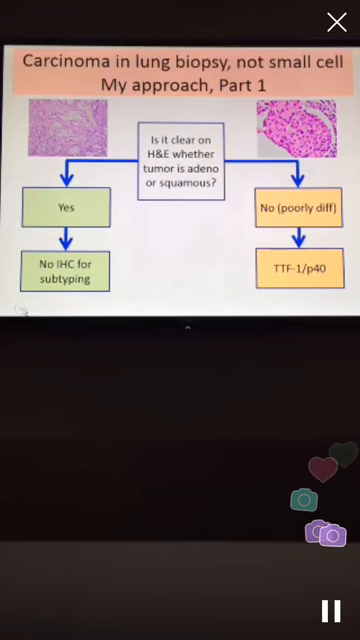So here's my approach. My first question is, is it clear on H&E whether the tumor is adeno or squamous? And if it's clear, that's on the left side. If it's clear, I don't do any immunohistochemistry for subtyping. Do you understand that, guys? No need for immunohistochemistry. On the right side is a poorly differentiated tumor where it's solid and there are no glands or mucin. In that, I do immunohistochemical stains for subtyping. And I do TTF and P40.